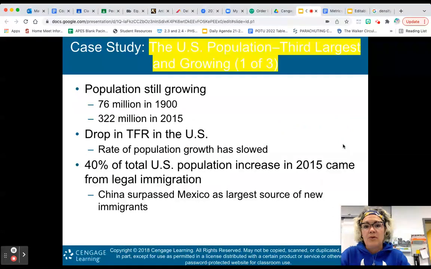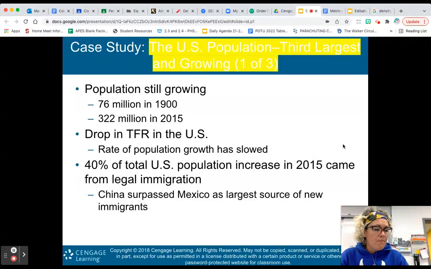All right. So the U.S. population is the third largest population in the world. It's still growing, from 76 million in 1900 to 322 million in 2015. There was a drop in the total fertility rate in the United States. This rate has slowed population growth. 40% of the total U.S. population increase in 2015 came from legal immigration.